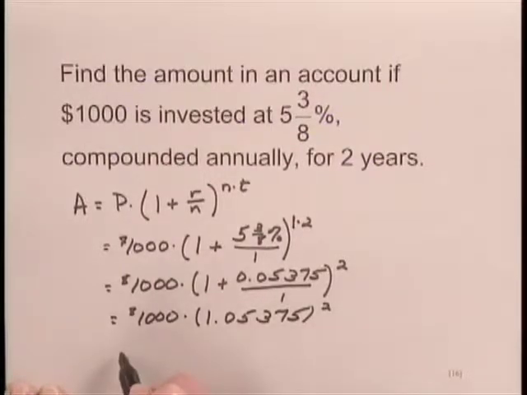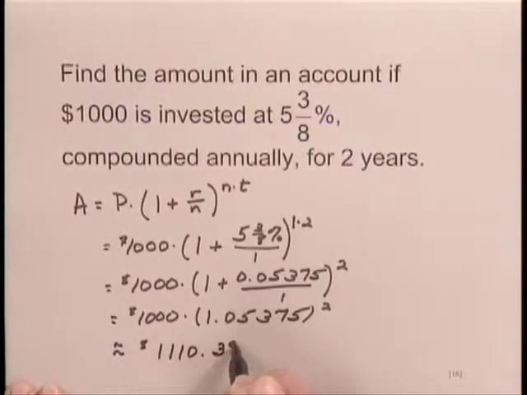And we could go ahead and square this out, or we would probably just do this whole computation on a calculator and go to the end result. And we see that we have $1,110.39 after the computation is performed. So this is the amount in the account after 2 years.